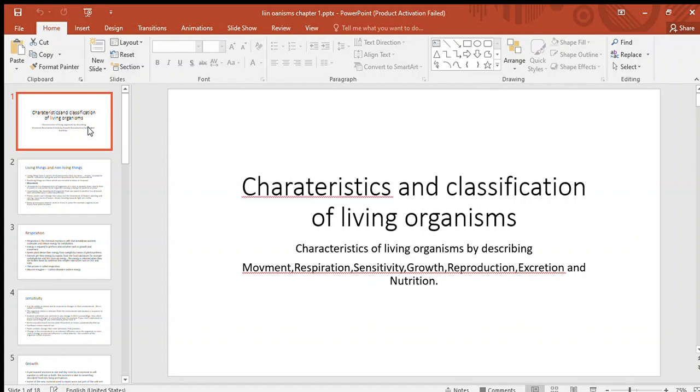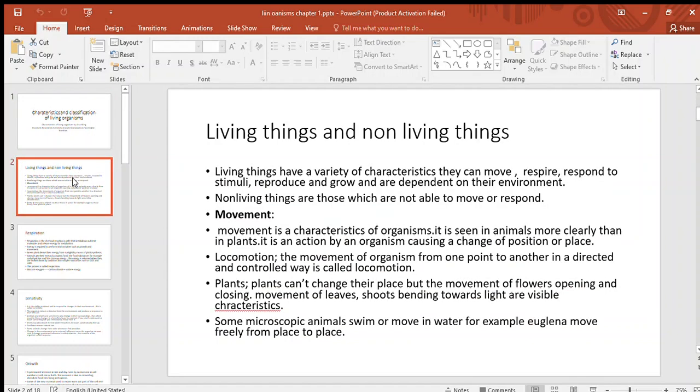Today we discuss chapter 1 of the biology O level book, characteristics and classification of living organisms. We describe these characteristics in relation to movement, respiration, sensitivity, growth, reproduction, excretion and nutrition. These are some features of living organisms.